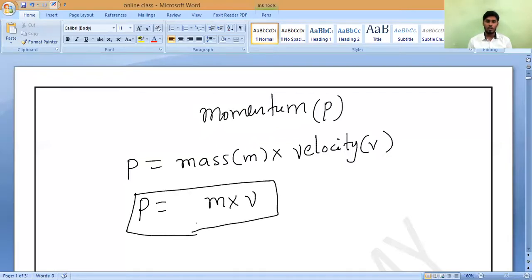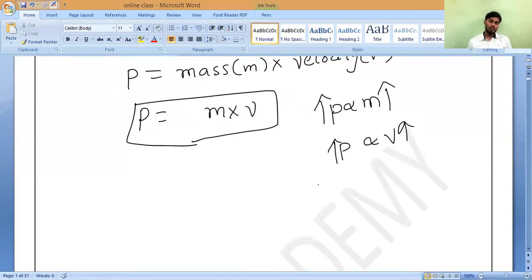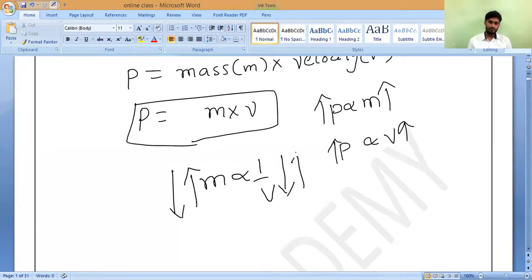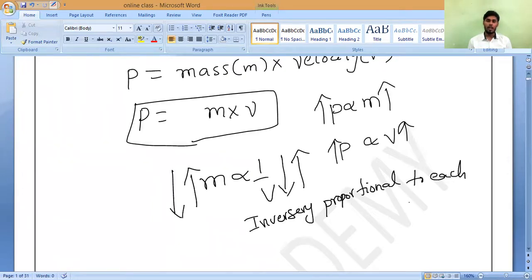I have also taught you that momentum is directly proportional to mass. If you want to increase the momentum, you have to increase the mass, or else you can increase the velocity of your body. We also discussed in the last class that mass and velocity are inversely proportional to each other. If the mass of a body is more, velocity will be less. If mass is less, then velocity will be more. Both are inversely proportional to each other.